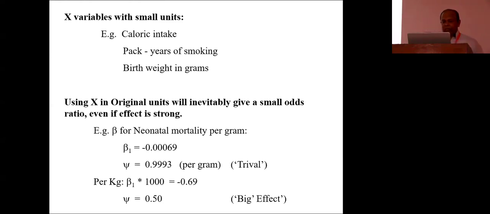So when I say this, for example here, if there is a 1,000 unit change in your X variable, there's a 50% reduction in your odds ratio, because the regression coefficient is negative. Whenever you see a negative regression coefficient in logistic regression analysis, it means it is protective. The odds ratio has to be lower than 1. So this is 50% protection. If you increase the intake by 1,000 grams more, there is a 50% reduction in your mortality.